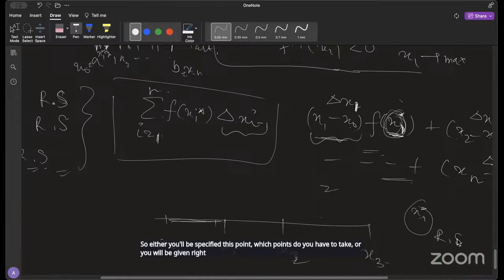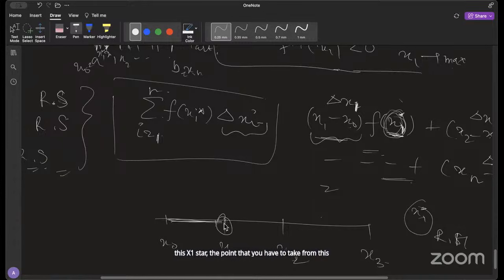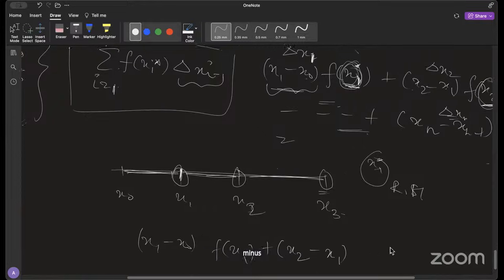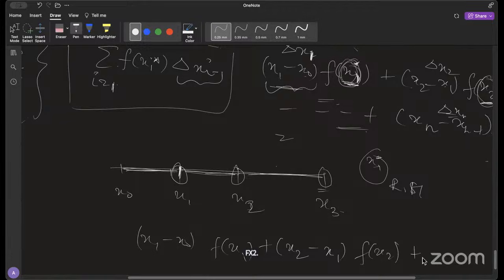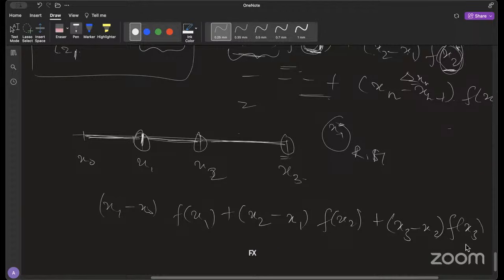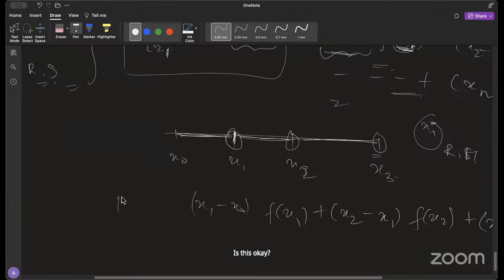So either you will be specified which points you have to take, or you will be given right Riemann sum. If you have been given right hand Riemann sum, that means the point that you have to take from this interval is x1, from this interval is this one, and from this interval is this one. So your formula becomes (x1 minus x0) f(x1) plus (x2 minus x1) f(x2) and (x3 minus x2) f(x3). Is this okay? This is for right hand Riemann sum, if this is your partition and f is your function.